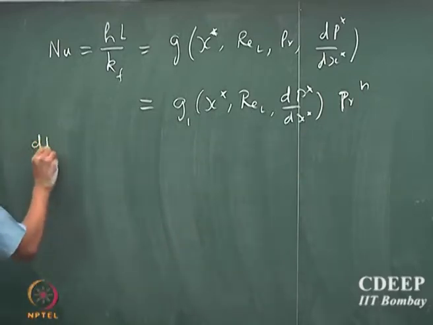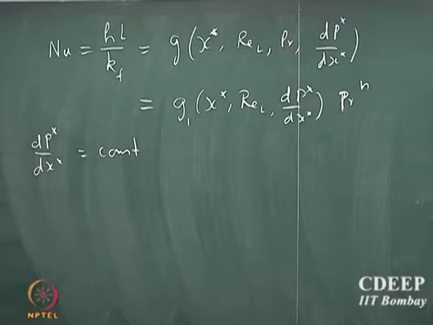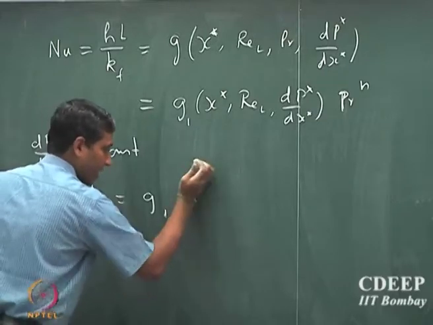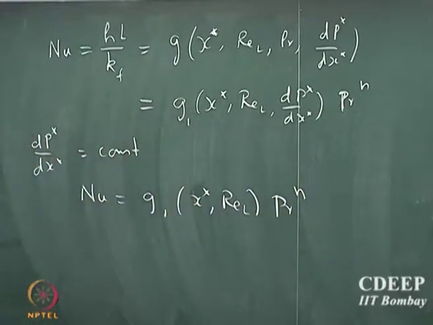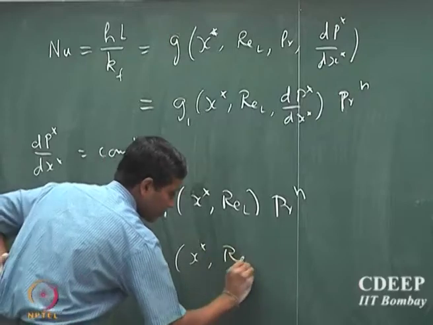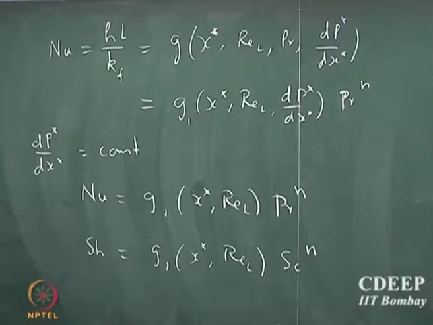So, supposing I assume that dp star by dx star is constant, which is a fair thing to say, Nusselt number can simply be written as G1 of x star, REL, into Prandtl to the power of n. Similarly, we could say that Sherwood number will be the same functional form of x star, REL, multiplied by Schmidt number to the power of n. Okay, any questions? Because the heat transport and mass transport in the boundary layer are related to each other.